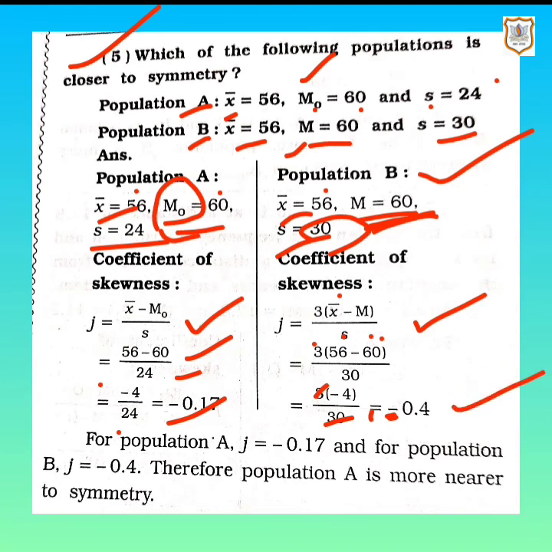So the coefficient of skewness for A is negative 0.17. B's coefficient of skewness is negative 0.4. So A is closer to symmetry as it is 0.17 and this is 0.4. Whenever you compare, the sign of J can be ignored. Negative sign can be ignored. We just have to see which population is closer to symmetry. So 0.17 is closer to symmetry.